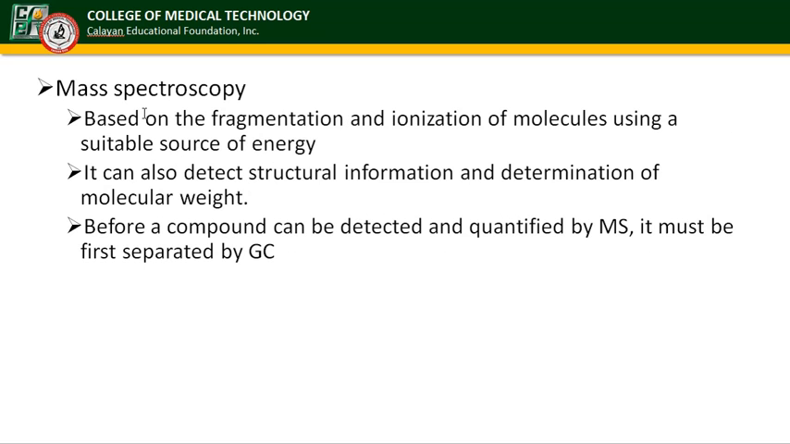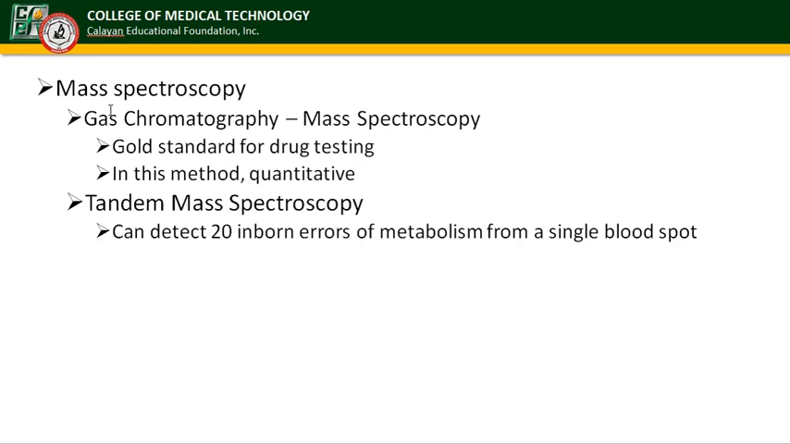So, mass spectrophotometry. This is based on the fragmentation and ionization of molecules using a suitable source of energy. It can also detect structural information and determination of molecular weight. Before a compound can be detected and quantified by mass spectroscopy, it must first be separated by gas chromatography. So, we have GCMS, Gas Chromatography Mass Spectroscopy.